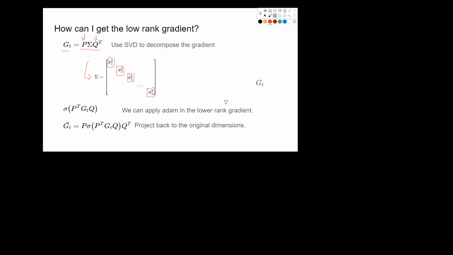So in the top-left corner, the sigma values will be bigger, and in the bottom-right they will be small. So typically when we use SVD to convert the matrix into a lower rank, we can just set the smaller eigenvalues to 0, so that the rank will be reduced.